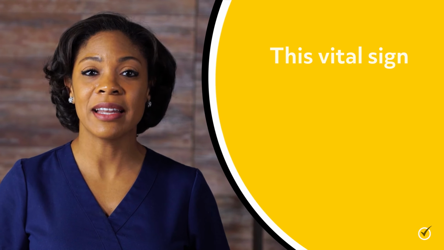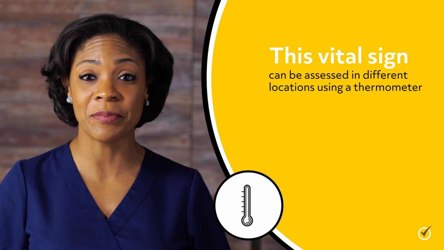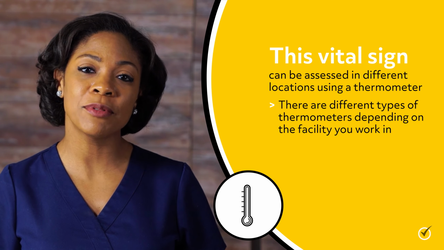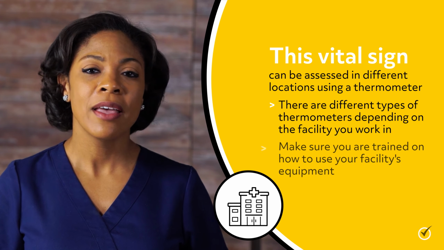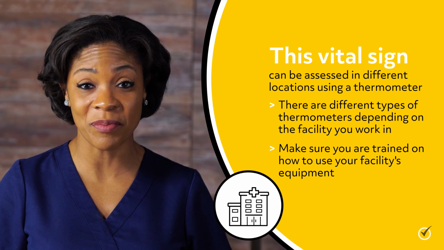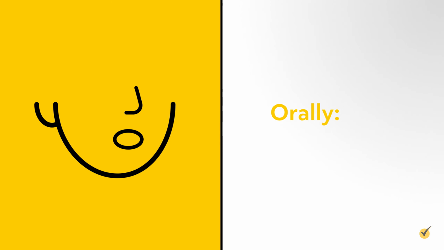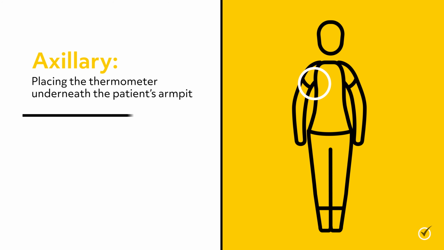This vital sign can be assessed in different locations using a thermometer. There are different types of thermometers depending on the facility you work in. Therefore, make sure you are trained on how to use your facility's equipment. Orally means taking the temperature by mouth, placing the thermometer underneath the tongue. Axillary means placing the thermometer underneath the patient's armpit.